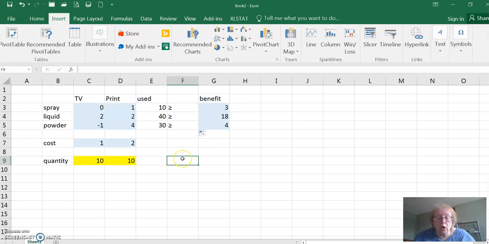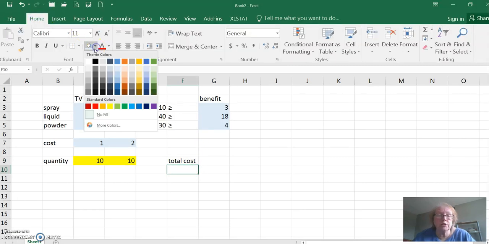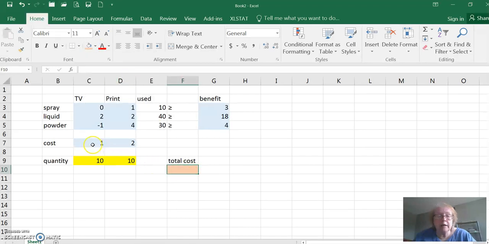Now I also need my total cost, because that's my objective. It's going to be orange, so I'll go to my home and color it orange. Where's orange? There's an orange color. And it's got to be the cost times the units. That'll give me my total cost. So how many TV ads times $1 million and how many print ads times $2 million. So again, we're going to do a sum product.